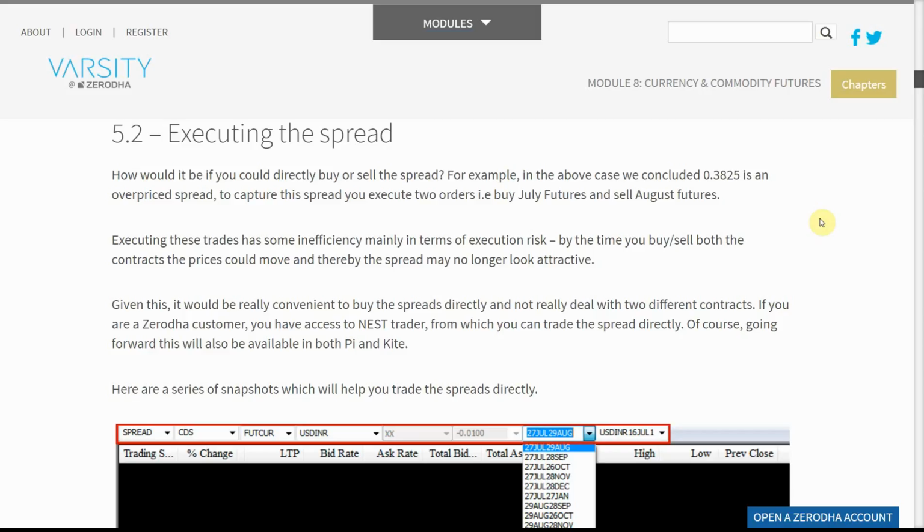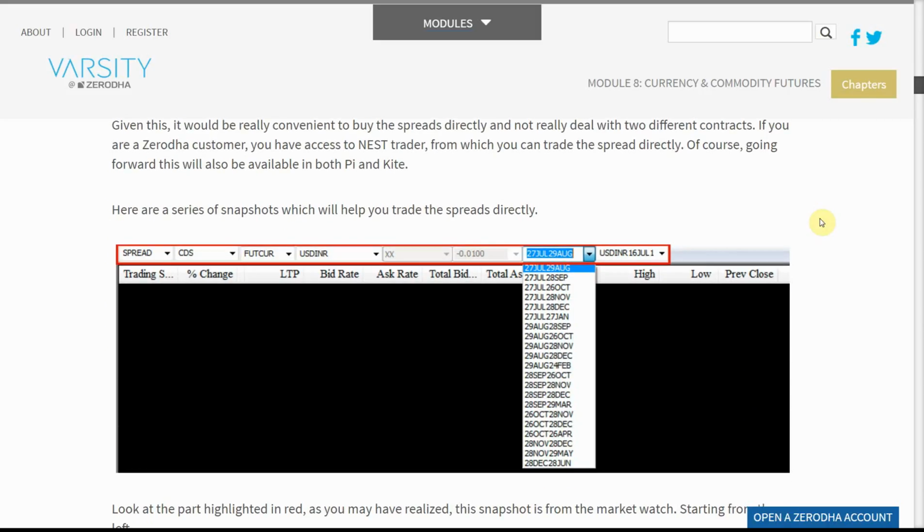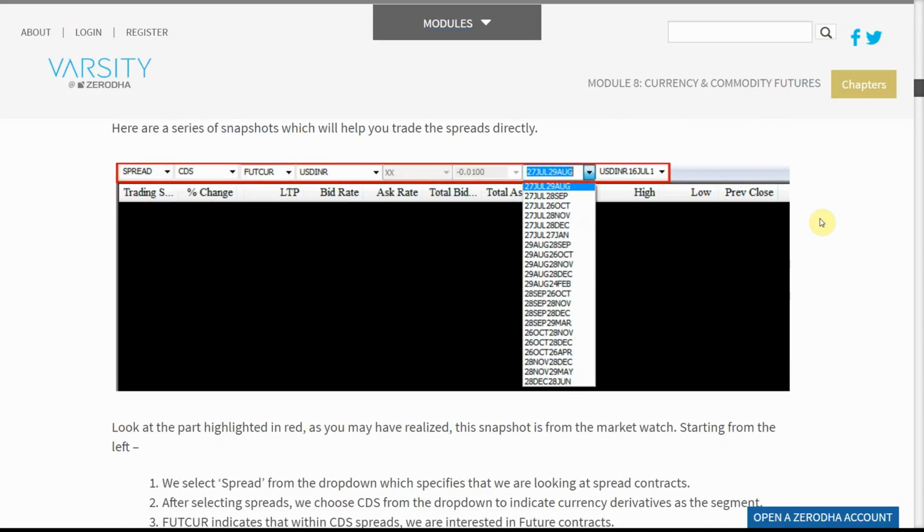If you are a Zerodha customer, you have access to Nest Trader, from which you can trade the spread directly. Of course, going forward, this will also be available in both Pi and Kite. Here are a series of snapshots which will help you trade the spreads directly.